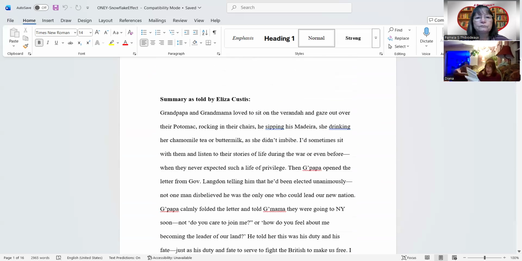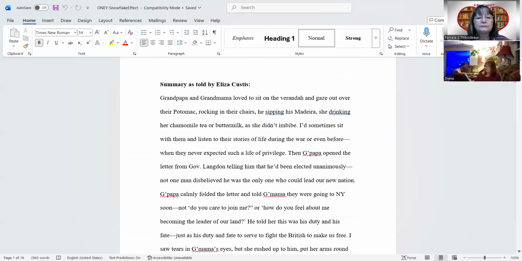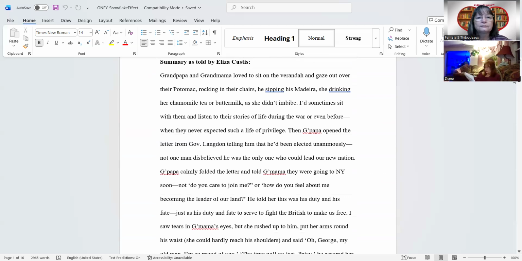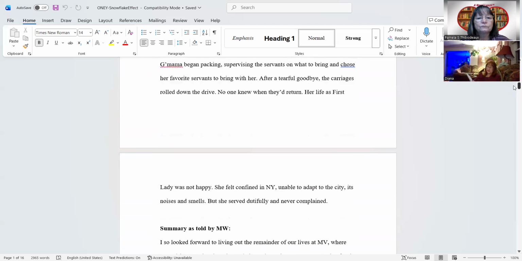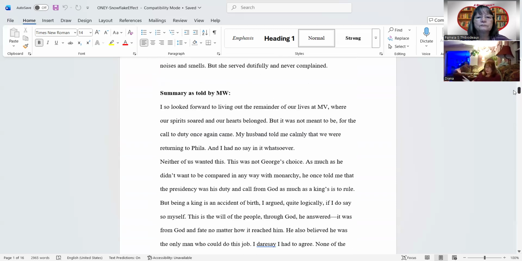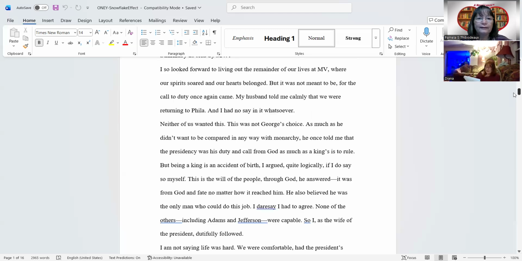So I did a summary as told by Eliza Custis, who was Martha's granddaughter. I did this summary as if it was told from Eliza's point of view. And then there's another summary as told by Martha. So they want you to do these summaries told by different characters to get a well-rounded feel for the story, and see how the other characters interacted with each other and how they contributed to the storyline.